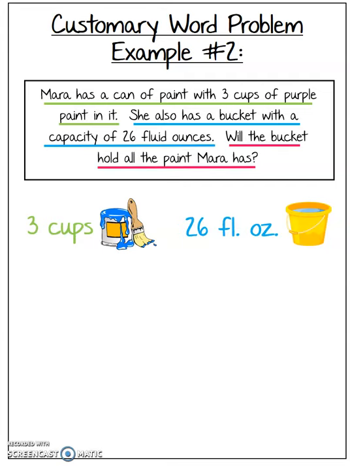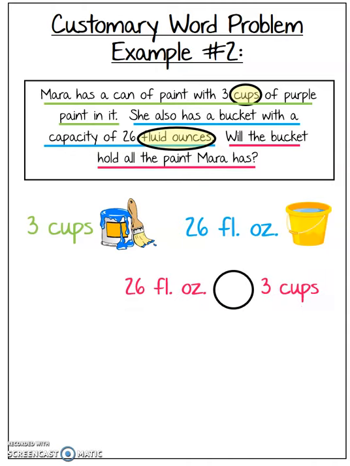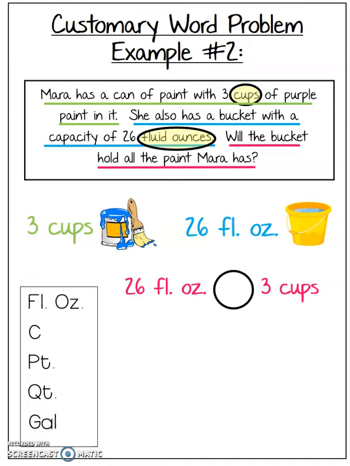But if you notice, the paint was described using cups, and the bucket was described using fluid ounces. That means I'm going to need to make a conversion so I can compare these two. So this is kind of like those questions where we had to compare one unit to another. You'll have to decide whether you want to change the fluid ounces or the cups. But either way, you'll still convert using that strategy.